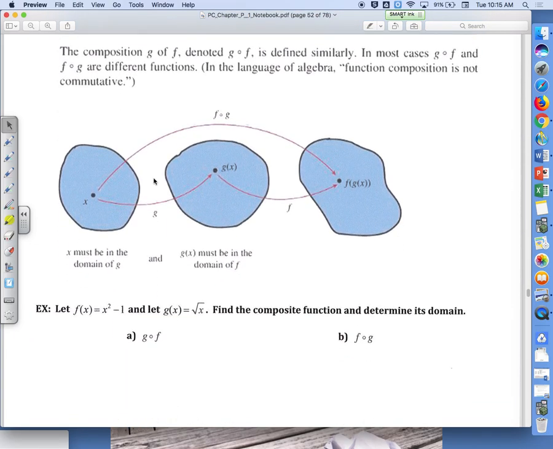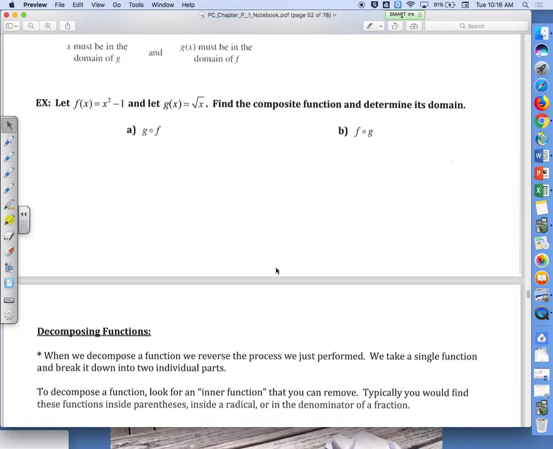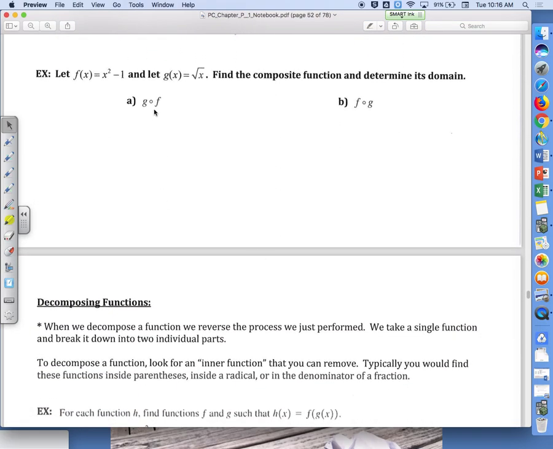This little map's kind of interesting. It tells you if you have a number that you're plugging in for x, you start with this first function g, plug it into your function g, you get an outcome, and then you're going to plug that outcome into this function f, and that gives you this f of g of whatever the number was. That's what they're trying to tell you here. So you take the number, you plug it in, the outcome you get, you plug it into the next function. So we'll do this, the f of g of x and g of f of x, these two examples tomorrow.